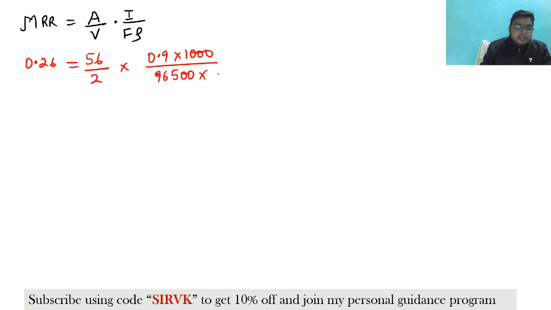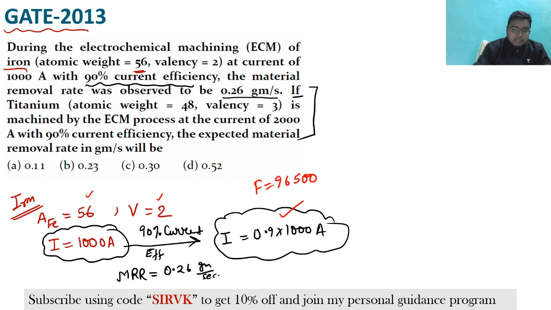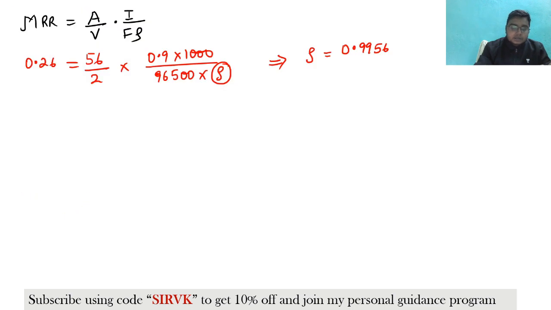96500 into the density. Now see here, you don't know the density, isn't it? You don't know the density. So the density you need to find from here. So from here, when you solve it, you will find the density comes to be around 0.9956. Okay, 0.9956. Now see here, you can very much understand that the unit is what? Ampere. Clear? So this is in gram per second. Fine. Definitely you are getting the density here. Fine. Now try to implement it in the second case.